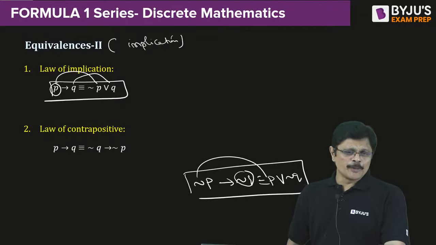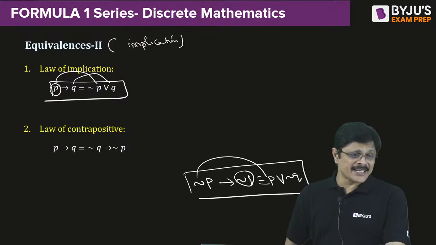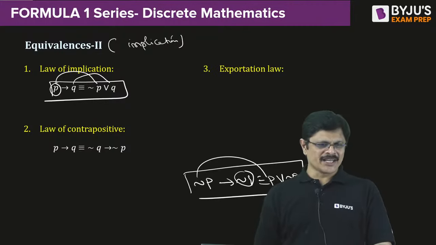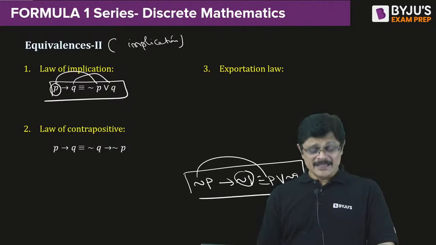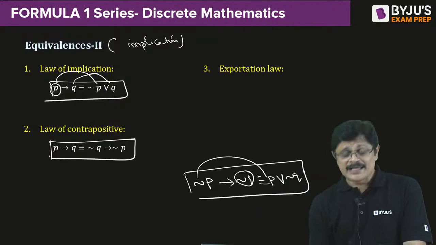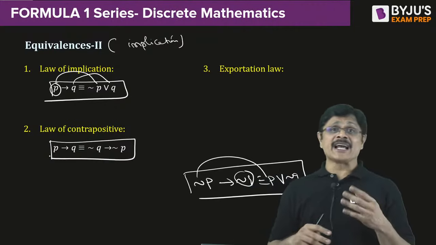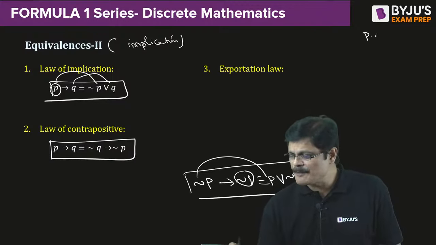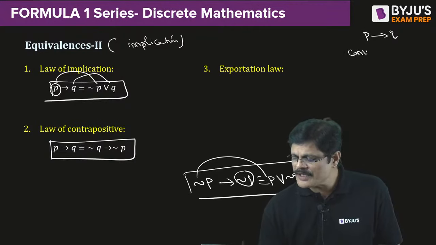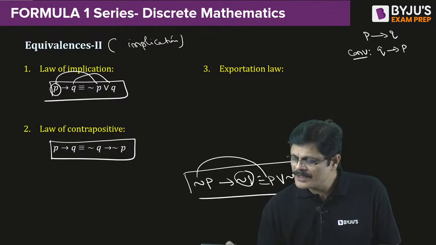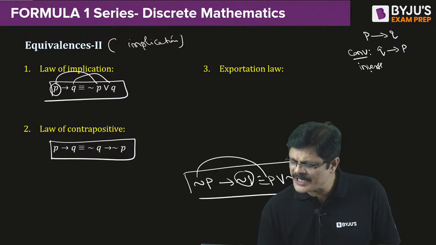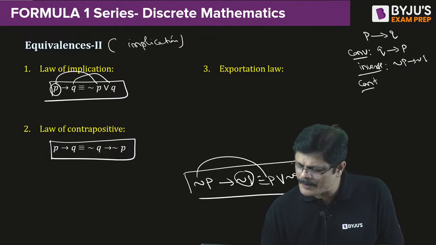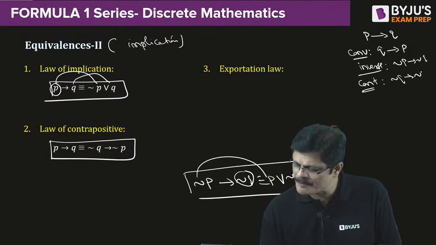So the contrapositive rule: P implies Q is equivalent to negation Q implies negation P, my dear friends. Exportation law is the next rule. This is a very important rule, sir. For every implication there are associated implications. If this is the implication P implies Q, the converse is Q implies P. The inverse is negation P implies negation Q. And the contrapositive is negation Q implies negation P.